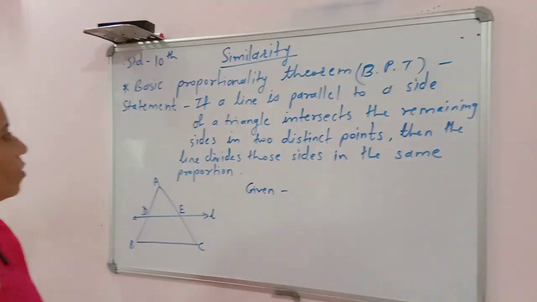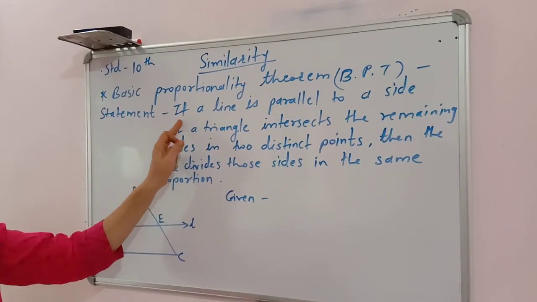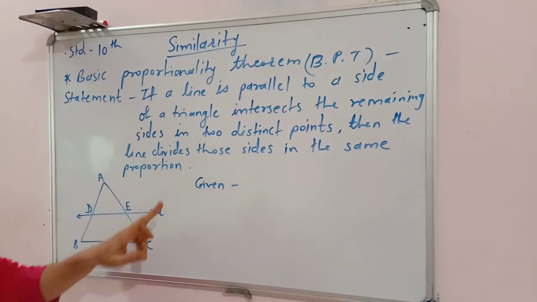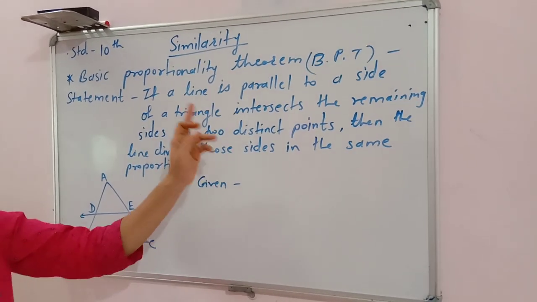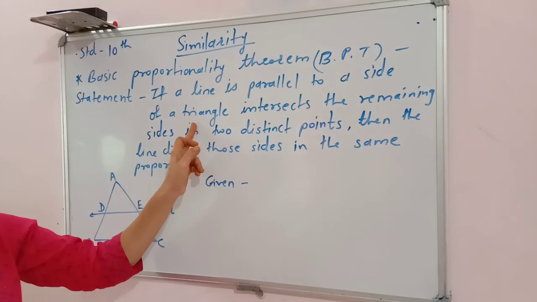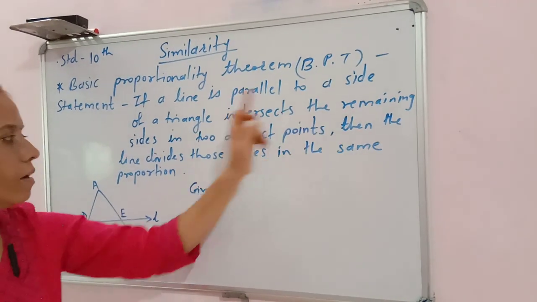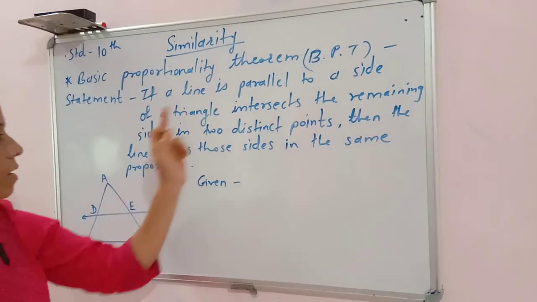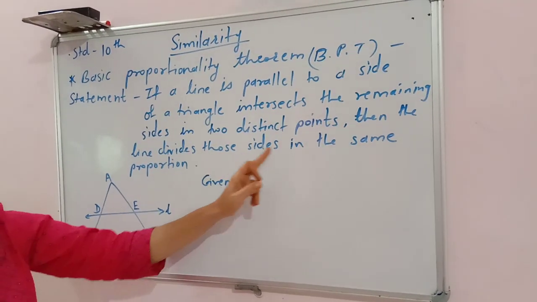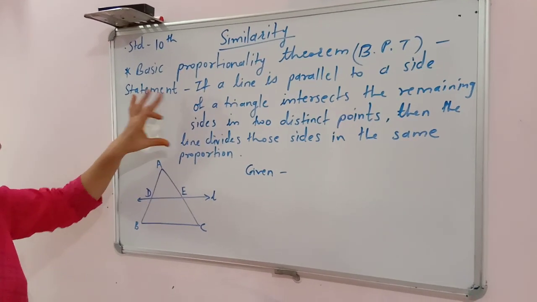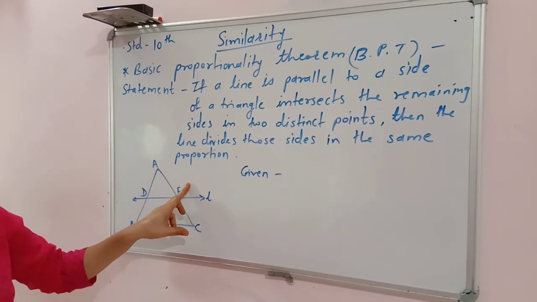And what is the statement of this theorem? If a line is parallel to a side of a triangle, see here. I will explain you. First read it. If a line is parallel to a side of a triangle, intersects the remaining two sides in two distinct points, then the line divides those sides in the same proportion. Now I will explain it from the figure.